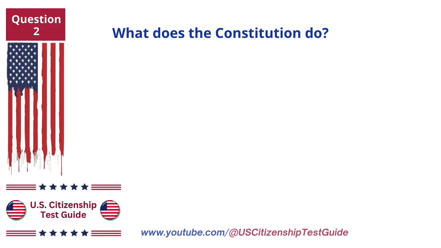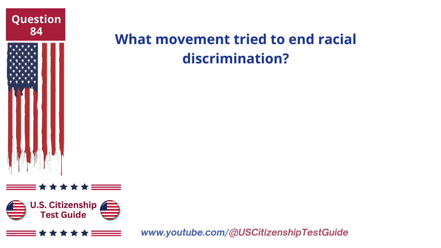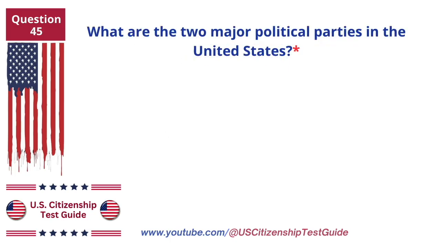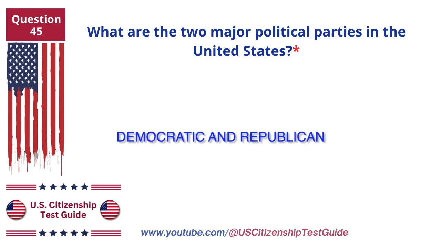What does the Constitution do? Sets up the government. What movement tried to end racial discrimination? Civil rights movement. What are the two major political parties in the United States? Democratic and Republican.